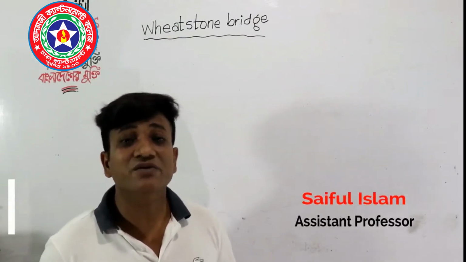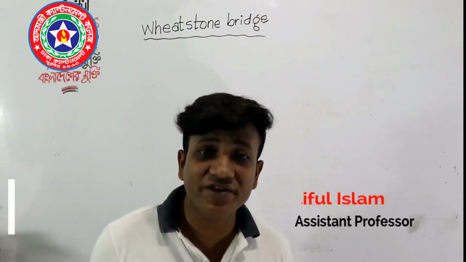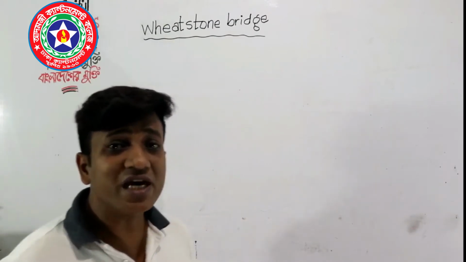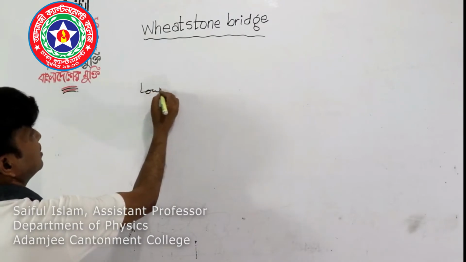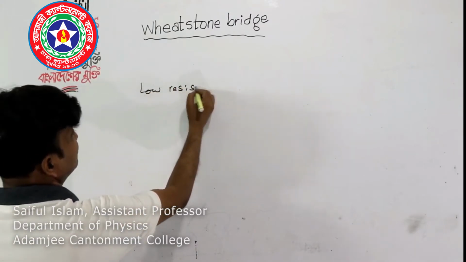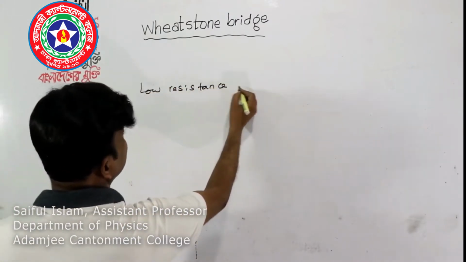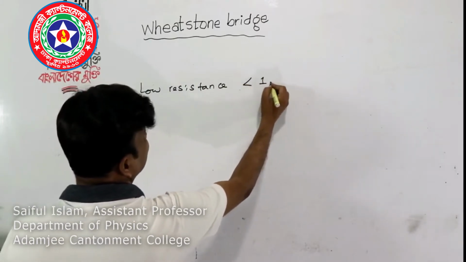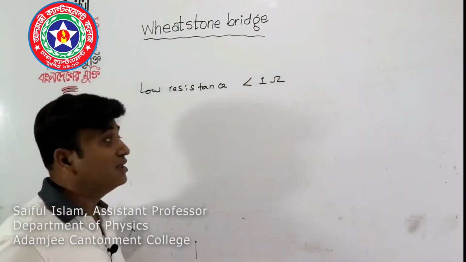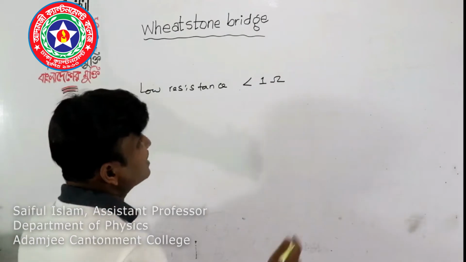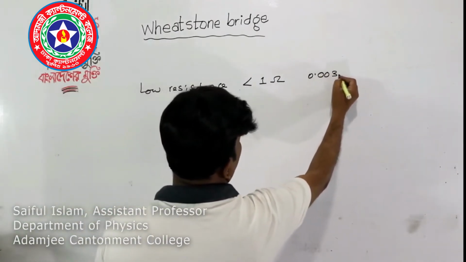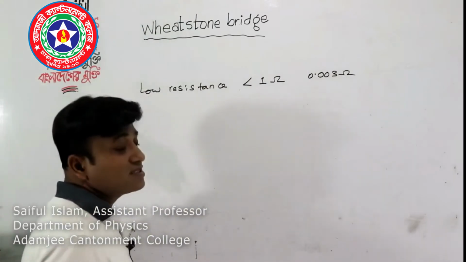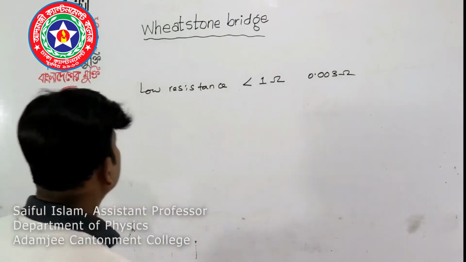According to range, resistance is of three types. The first one is low resistance. When the resistance of a conductor is less than 1 ohm, it is called low resistance, like 0.003 ohm. It is low resistance because it is less than 1 ohm.